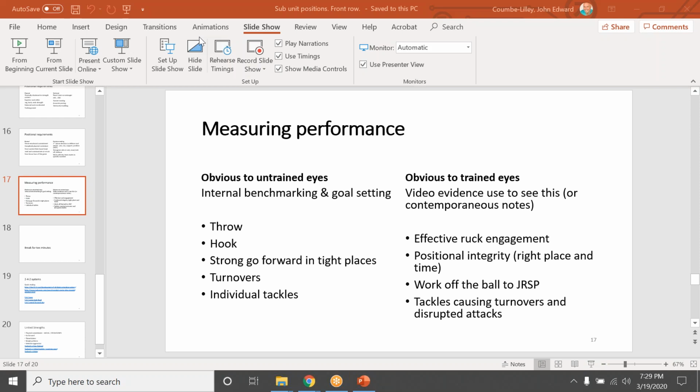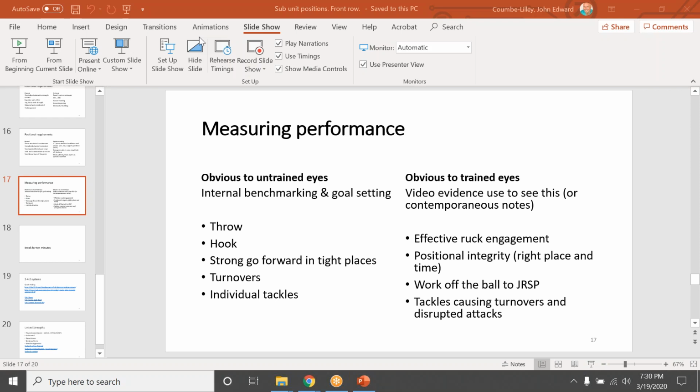When we're watching props, we're looking for work rate. The work rate comes from fitness and conditioning, and also the desire to be engaged in the game. Okay, tackles that cause turnovers and disrupt attacks. So a tackle that stops an attack, if it leads to a turnover, I think of the turnover as being linked to the prop's performance or to the tackler's performance, because one without the other doesn't work. The person who's jackaling needs somebody to make the tackle. So I see that as a shared contribution to the team.